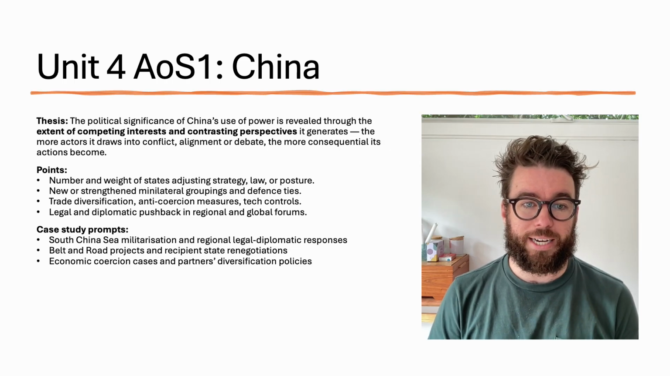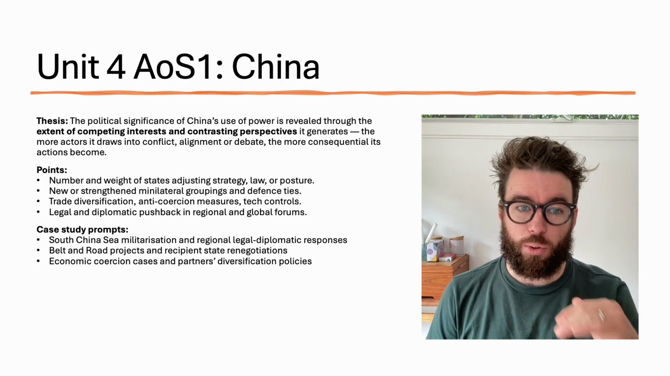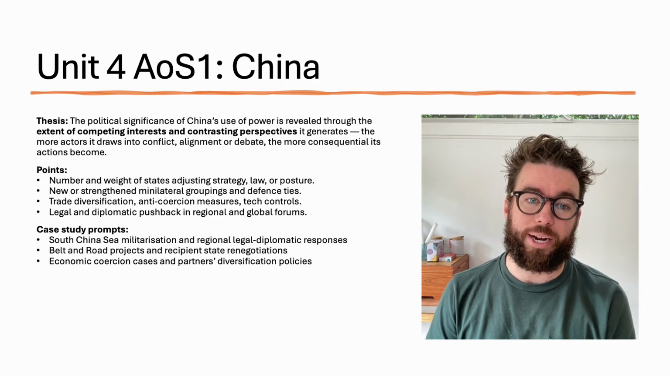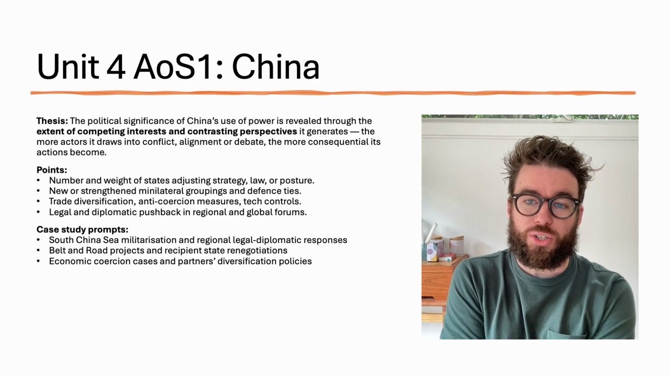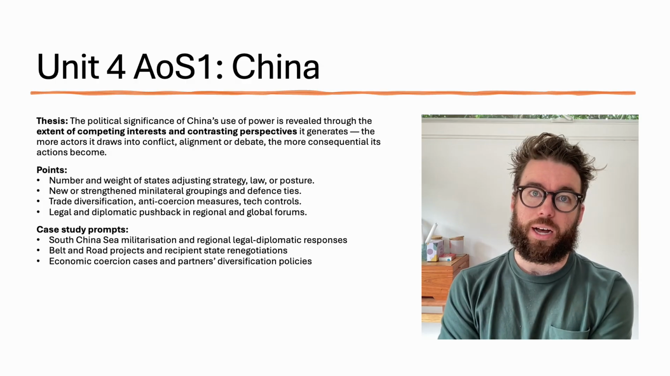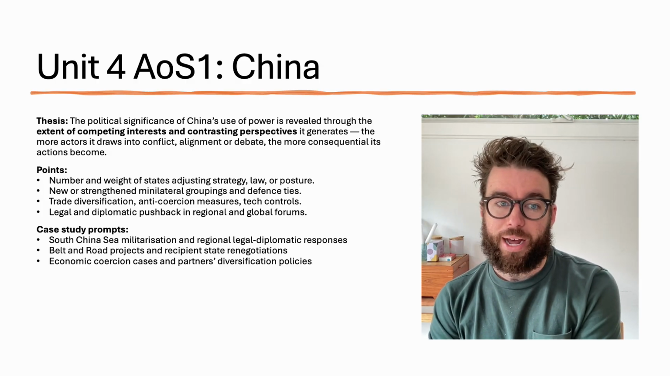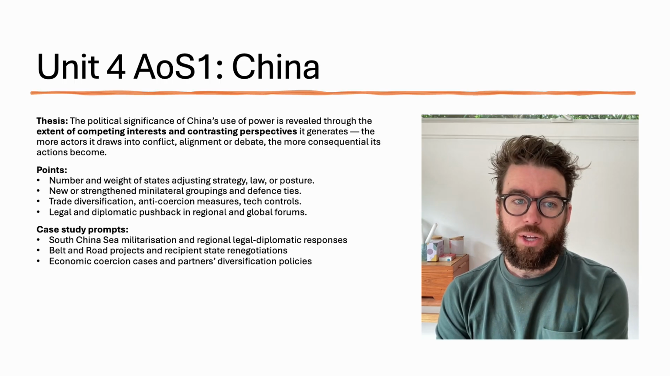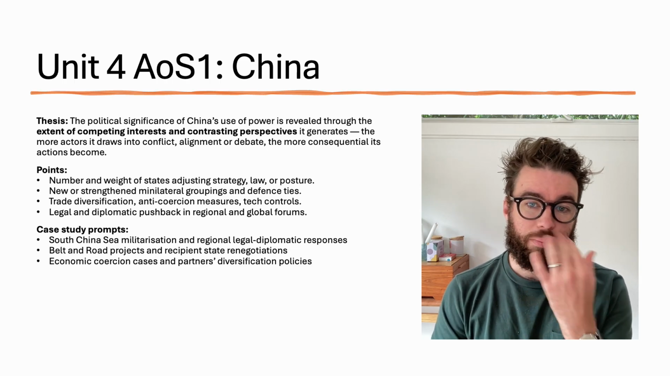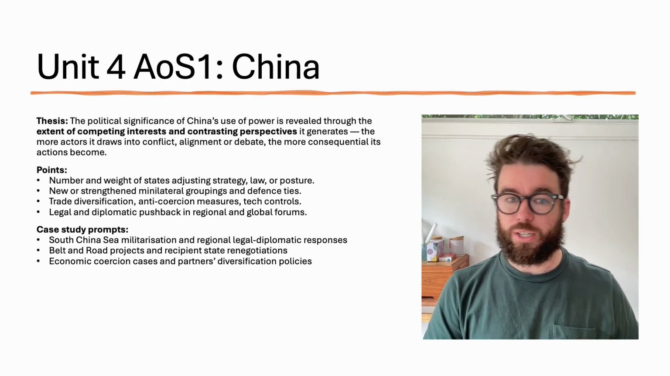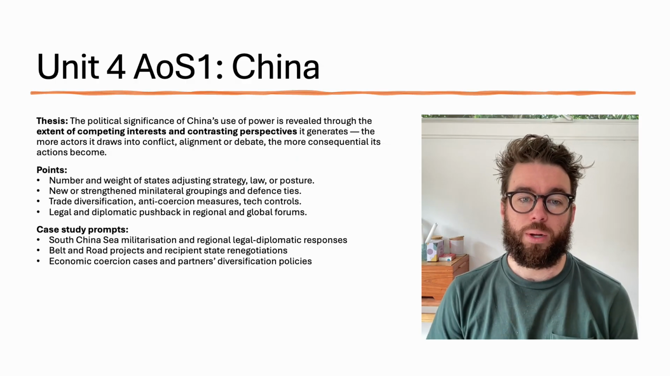You can look at those points there: the number and weight of states adjusting strategy, law or posture. So you could look at the Philippines, you could look at America, you could look at Australia. They're all nations that have had to respond to China's use of power. New or strengthened minilateral groupings, so that's things like AUKUS and the Quad. Those sorts of things have been helpful.